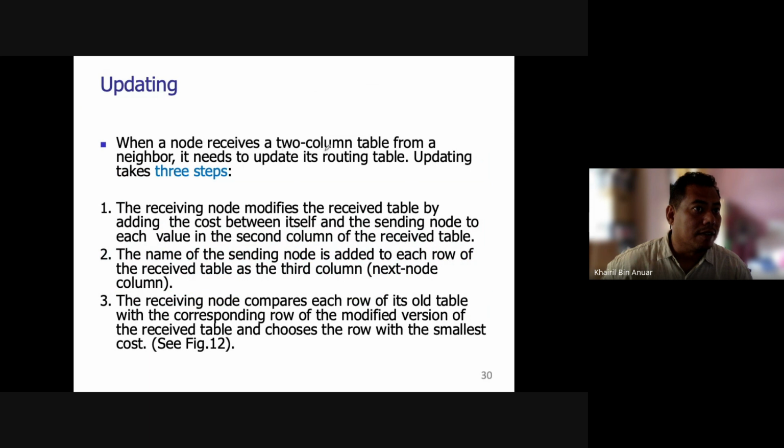When a node receives a two-column table from a neighbor, it needs to update its routing table. Updating takes 3 steps. The first is that the receiving node modifies the received table by adding the cost between itself and the sending node to each value in the second column of the received table. The next is that the name of the sending node is added to each row of the received table as the third column. And the receiving node compares each row of its old table to the corresponding row of the modified received table and chooses the row with the smallest cost.